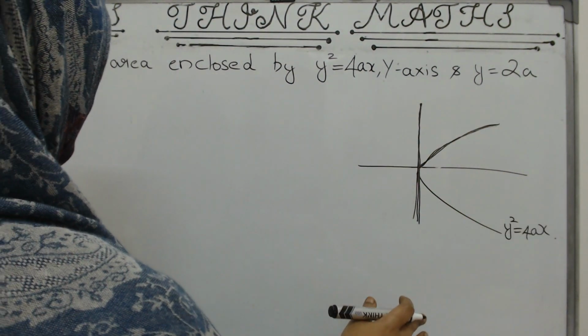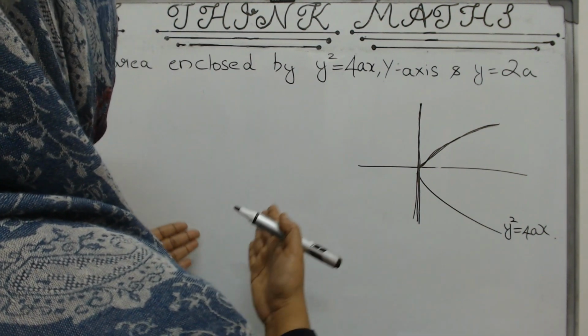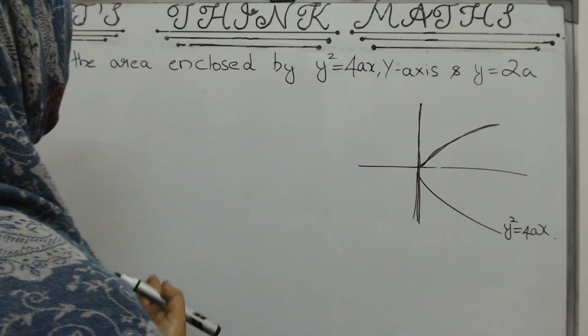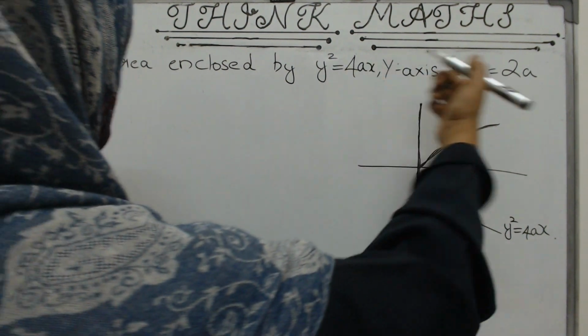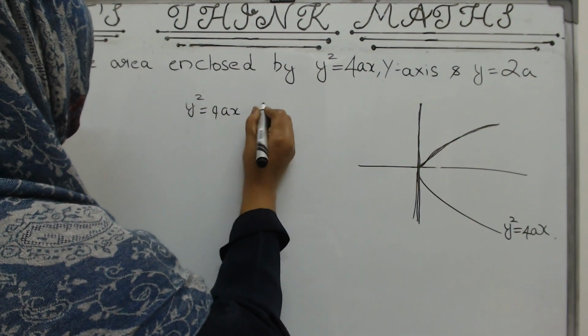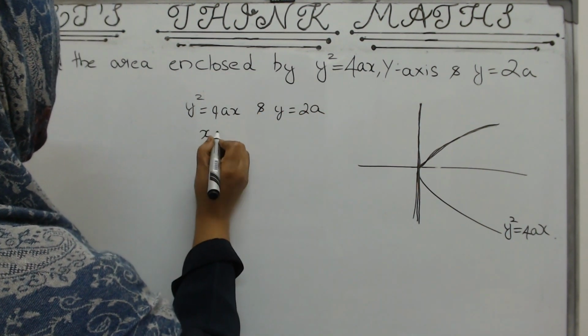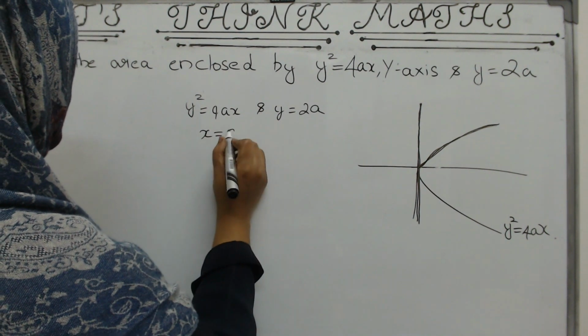There is no area, right? So how can we be sure that it meets the parabola? It intersects with the parabola. And what is the point of intersection? Solve these two equations and that will give you the answer. Y square is equal to 4ax and y is equal to 2a. Put y is equal to 2a here. Then you will get x is equal to a.